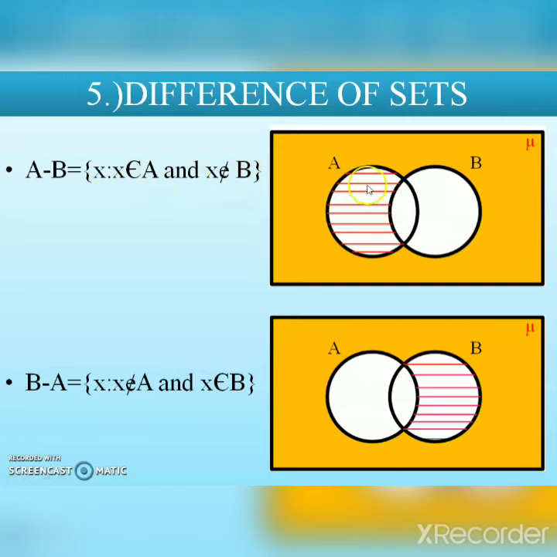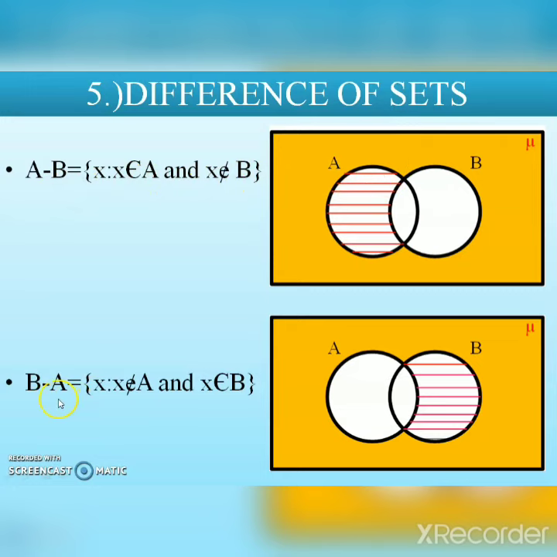Suppose an element is there. 1, 2, 3, 4 is there in A. So 1, 2, 3, 4, I'm writing only in this section of A. That is, the red lines indicate only this section of A. This section is not included here and it is not in B also. So A minus B is what? A minus B is only A. If you observe here, x belongs only to A but does not belong to B. So A minus B is only A.